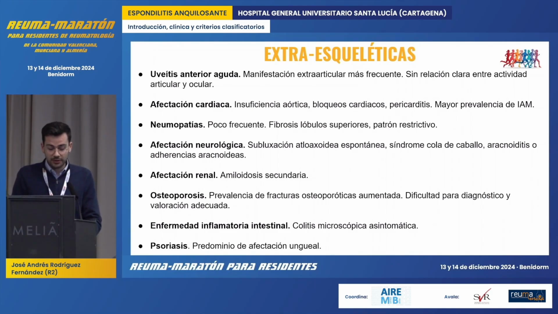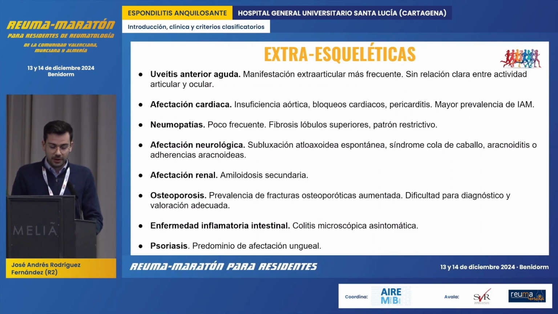There can also be pulmonary involvement, although it is much less common than in other diseases. There are reported cases of slowly progressive fibrosis, predominantly affecting the upper lobes, and a restrictive pattern may appear in pulmonary function tests, mainly due to involvement of the thoracic cage.